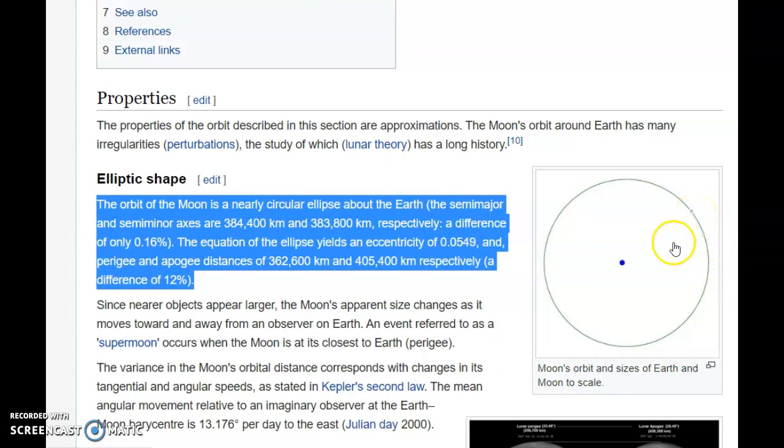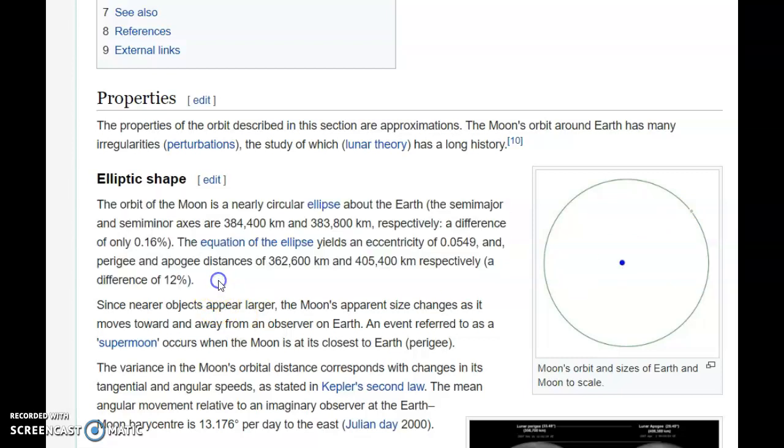There's the moon, by the way. And the Earth is actually not at the center, but that would be one of the foci. And notice that here we get this tiny difference for the major and the minor axis, 0.16% off, but what's called the eccentricity of an ellipse produces foci that are 12% off, which is a whopping thing. So this one is actually 12% closer to the other side than it is to this side here, or 6%.